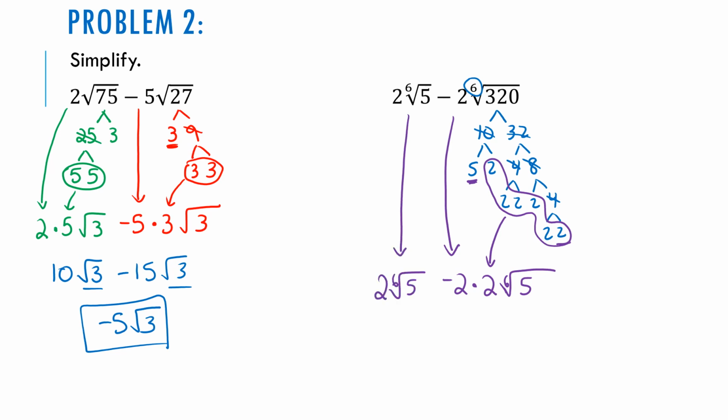I bring the other one down, and I just clean it up a little bit. I have my 2 6th root of 5 minus 2 times 2 is 4, 6th root of 5. They have like terms. They are both indexes of 6 and a radicand of 5. So I can go ahead and combine these. So 2 take away 4 is negative 2, 6th root of 5.